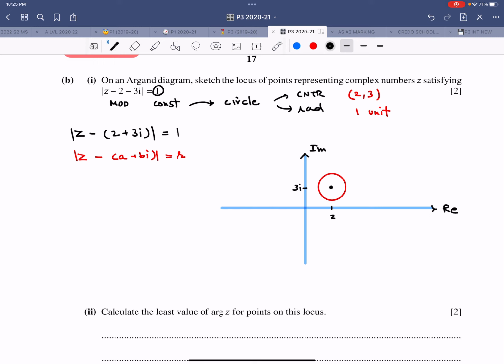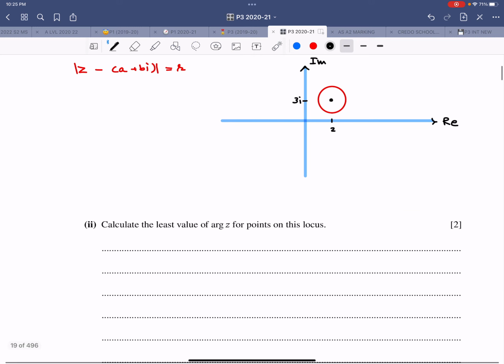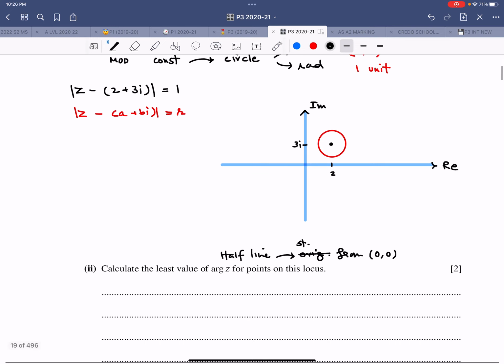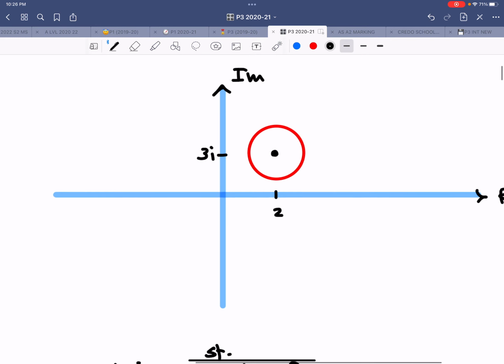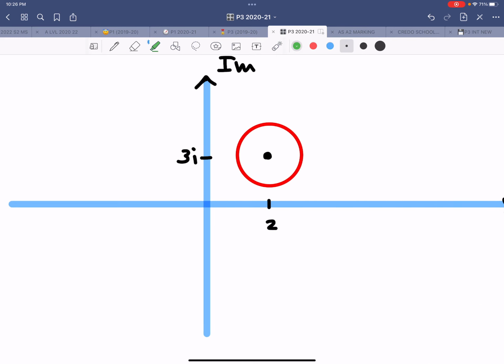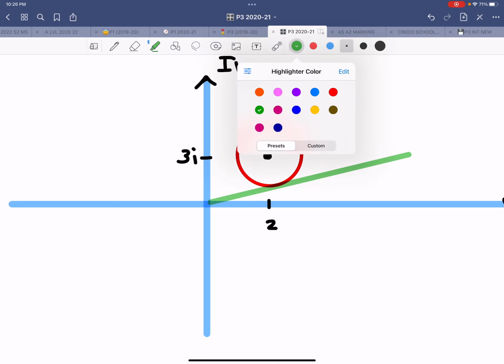Now what is it asking for? Calculate the least value of argument of z. Argument of z is a half line, originating from the origin. And the least value would be something like this, just touching the circle. Let me make it even thinner. So the least value would be like this. Now if I want to find this least value, I need to focus a bit on the diagram itself.